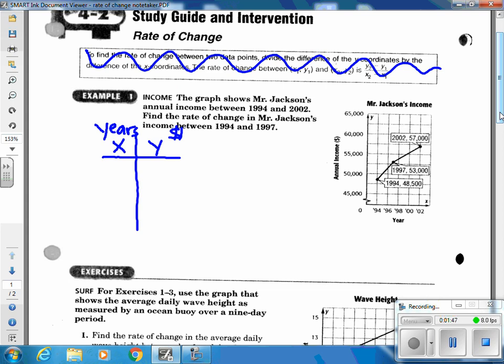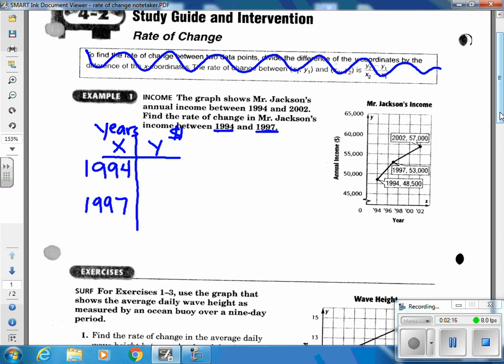So if you read the problem, it says that the graph shows Mr. Jackson's annual income between 1994 and 2002. Find the rate of change in Mr. Jackson's income between 1994 and 1997. They will always give you the two values that they want you to find the change between. If they don't, you can't really do the problem the way it's meant to be done. So because 1994 and 1997 are the years, those are our X values. So we put 1994 and 1997 on the left.